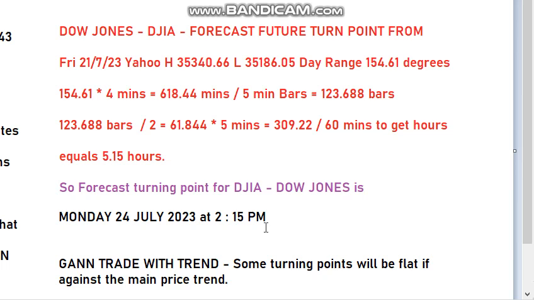But Gann always said trade with the trend. Some turning points will be flat if against the main price trend. So some people say, well, it doesn't work. Well, actually it does work. It's just that when you're in a strong uptrend, a turning point that indicates a slight downtrend, well, it's not actually a trend, but what we would call a pullback, will be very flat or even a small pullback, as we just saw.